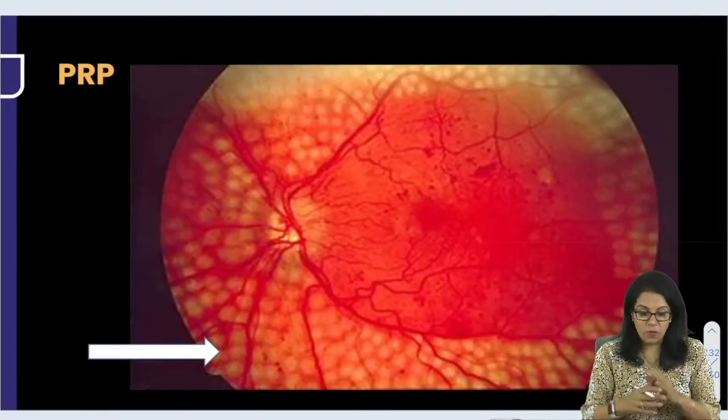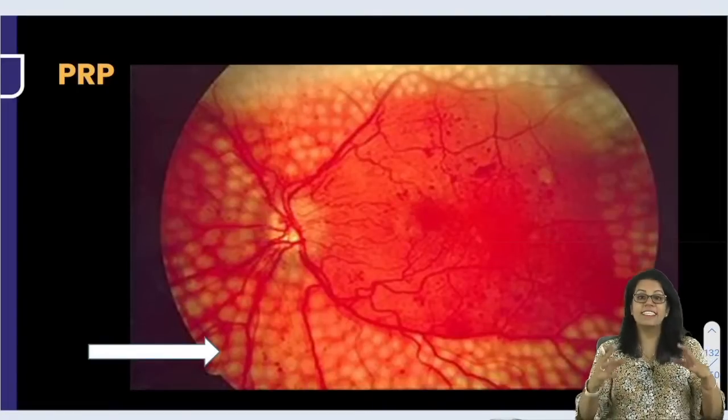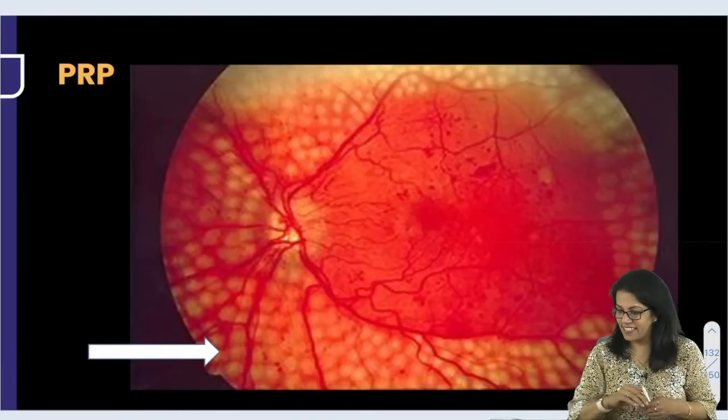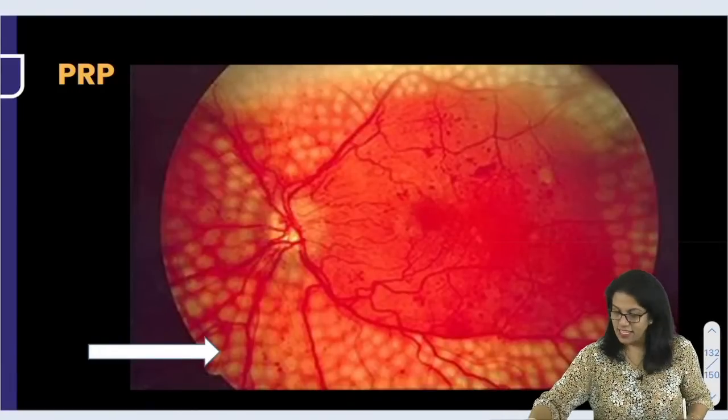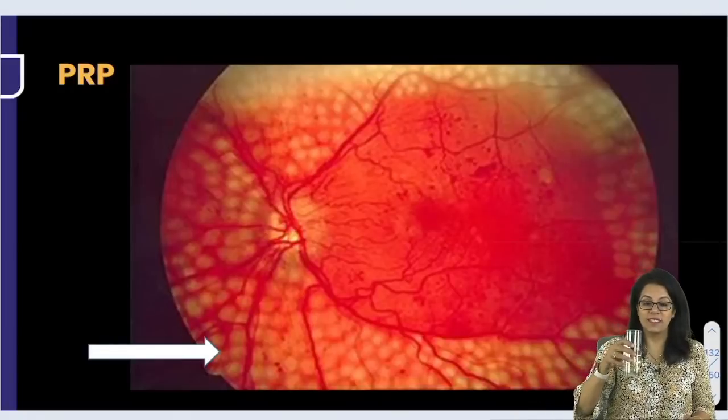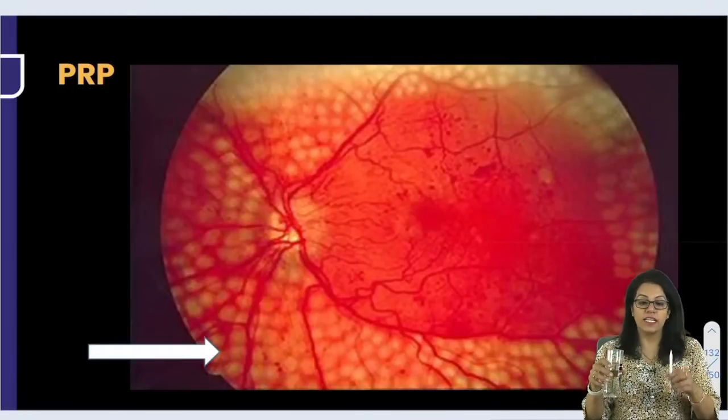All of you, now what is this? Is there any change in the fundus? What is this? Tell me quickly. These are laser burns. I have already labeled it. This is PRP. When it gets old, these laser burns look like this.